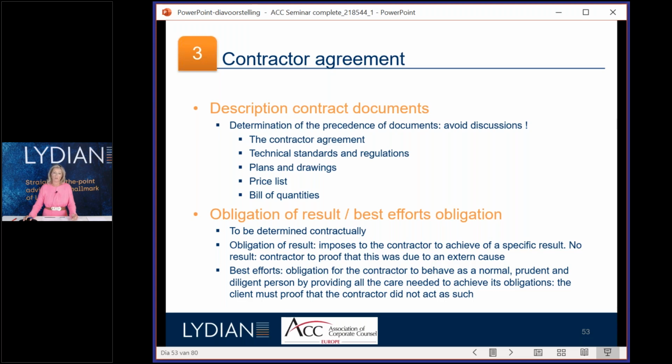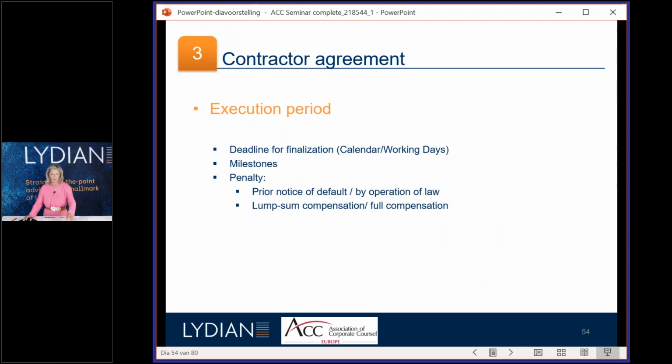On the contrary, when we're dealing with a best efforts obligation, it will be up to the client to prove that the contractor did not act as a normal, prudent, and diligent person placed in the same circumstances. So, sometimes there are a lot of discussions about the qualification of the obligations of the contractor. Execution period, another very important topic, of course, for a construction project.